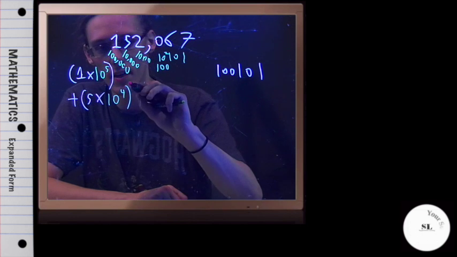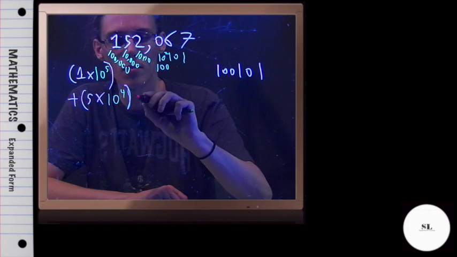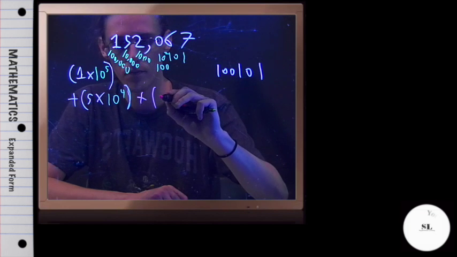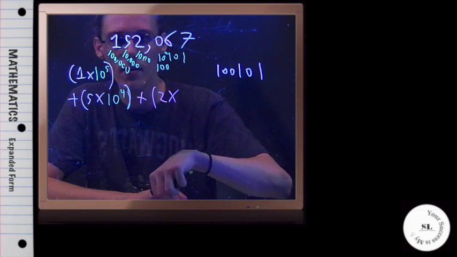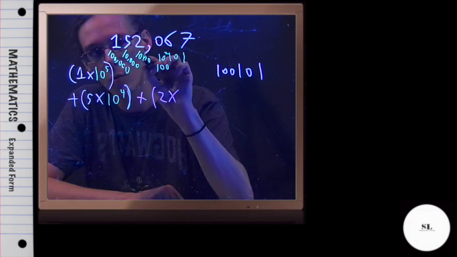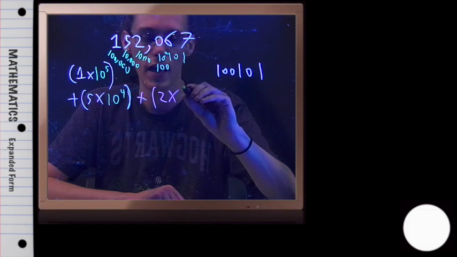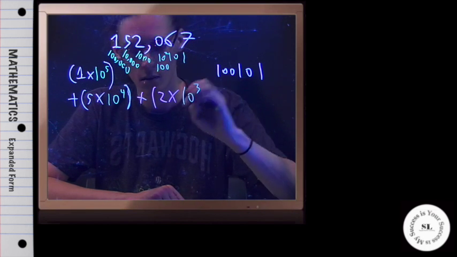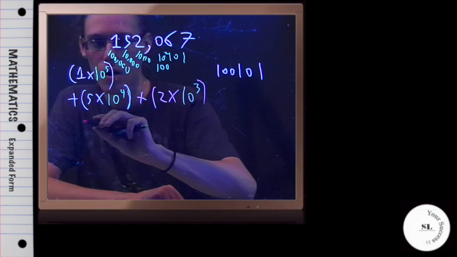Okay, let's move on to the next one. Plus 2 by, okay, it's in the thousands place, 1, 2, 3 zeros, so that's 10 to the third. And I'll go ahead and close those off.